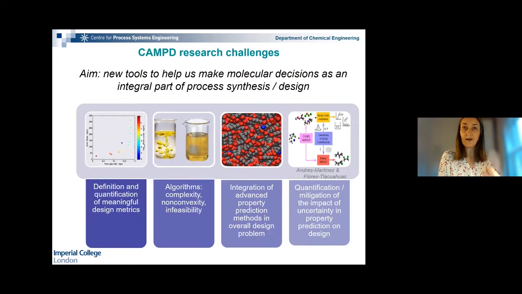First of all, it's quite challenging to get some meaningful design metrics. We need to think about the process economics, we need to think about the sustainability of the process, and we need to link that back to the molecular structure, and that can be very difficult to measure.